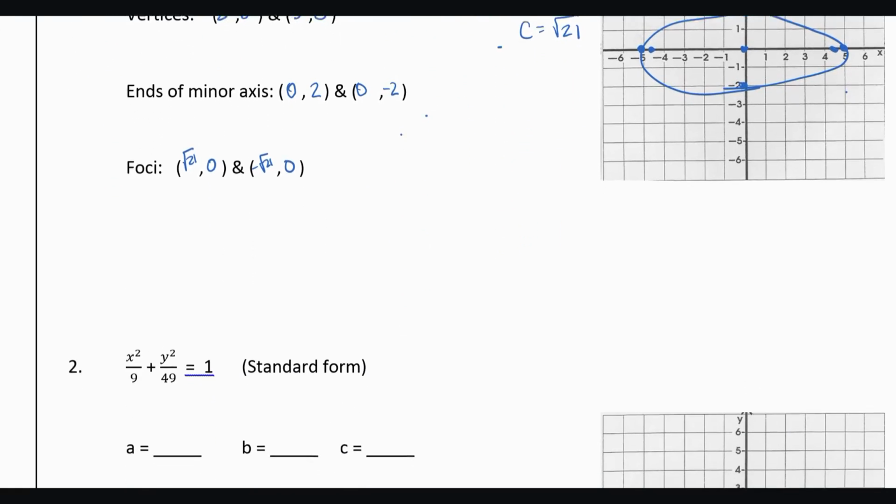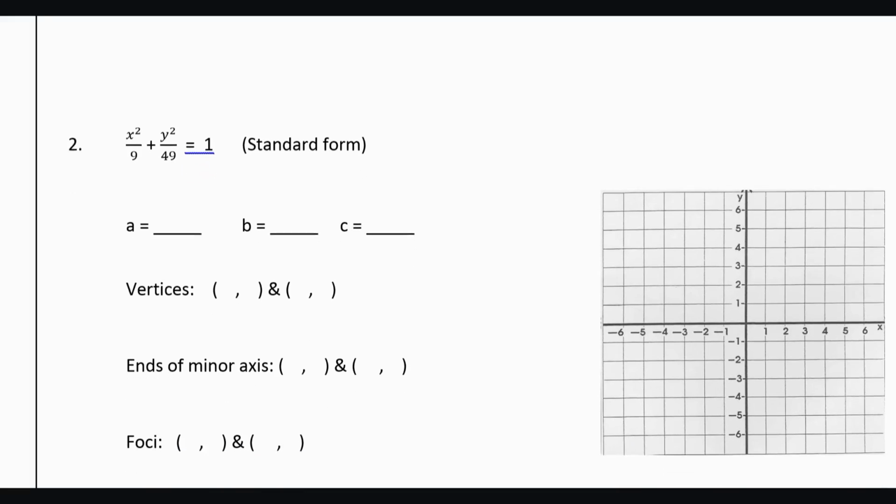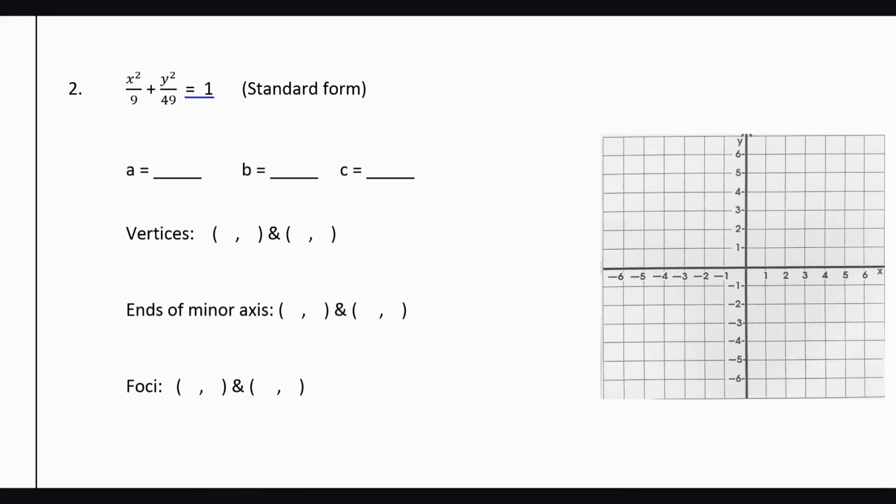Now let's do one more. So here we've got the standard form x squared over 9 plus y squared over 49 equals 1. Now notice here that the bigger number is under the y, so this tells us we're going to have a vertical ellipse. So we wrote our standard form there as x squared over b squared plus y squared over a squared equals 1. So now our a is the square root of the number under the y, which will be 7. Our b is the square root of the number under x, so 3.